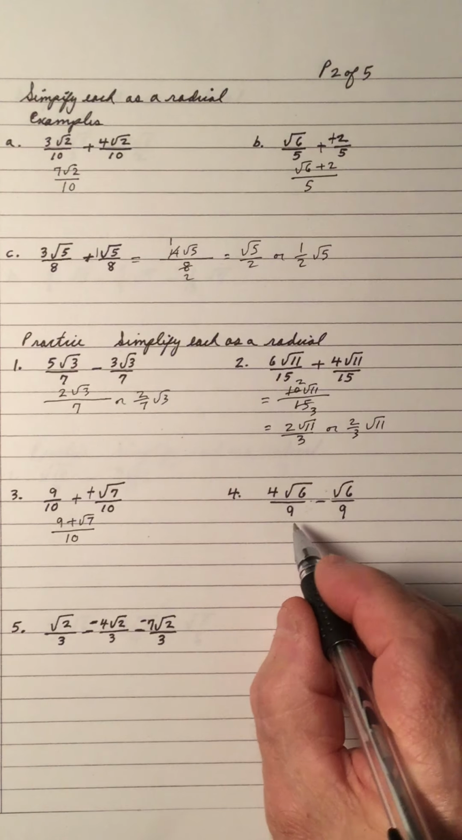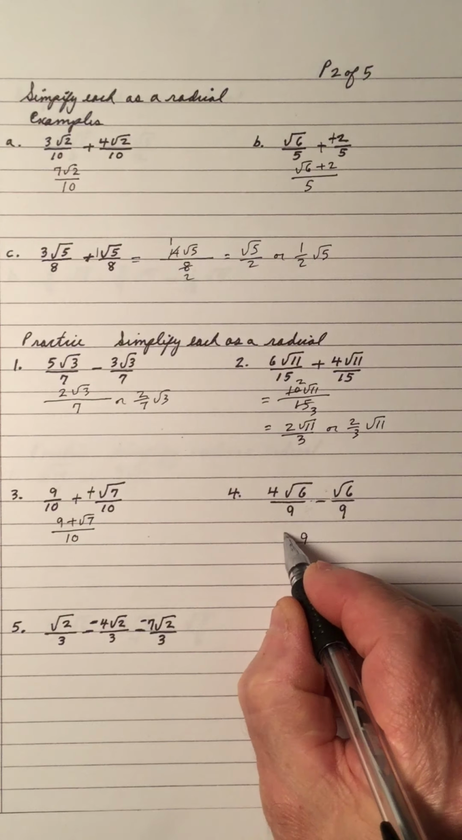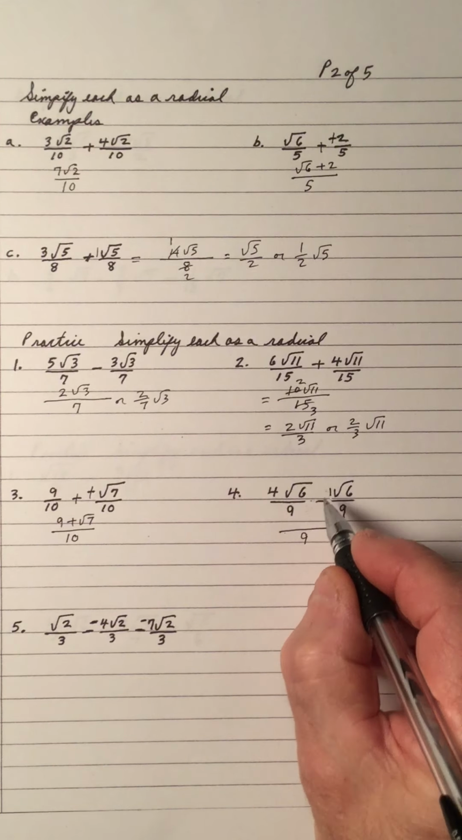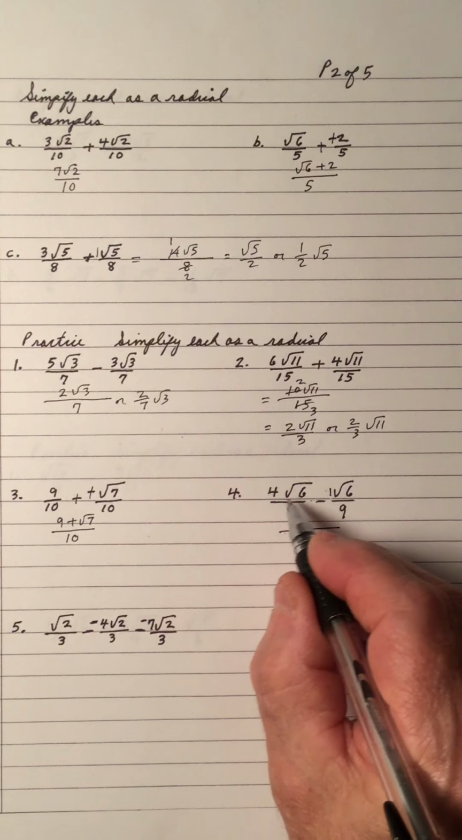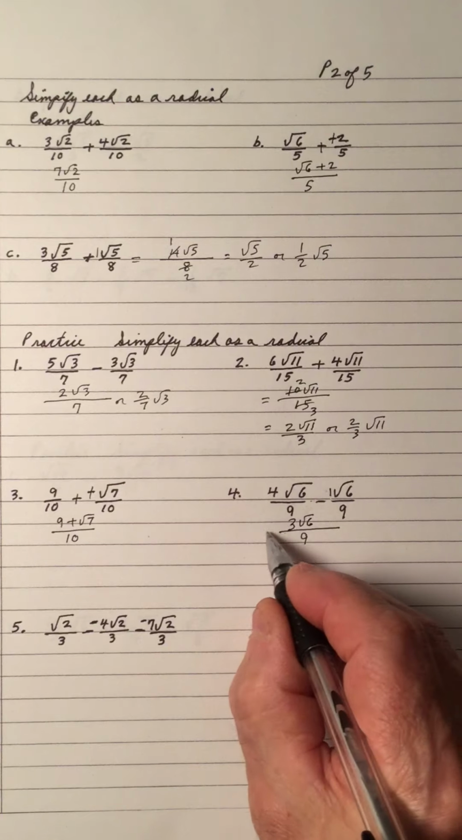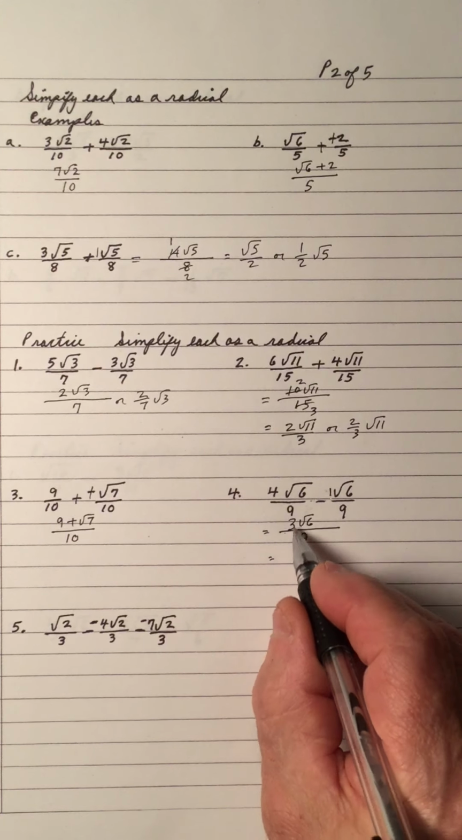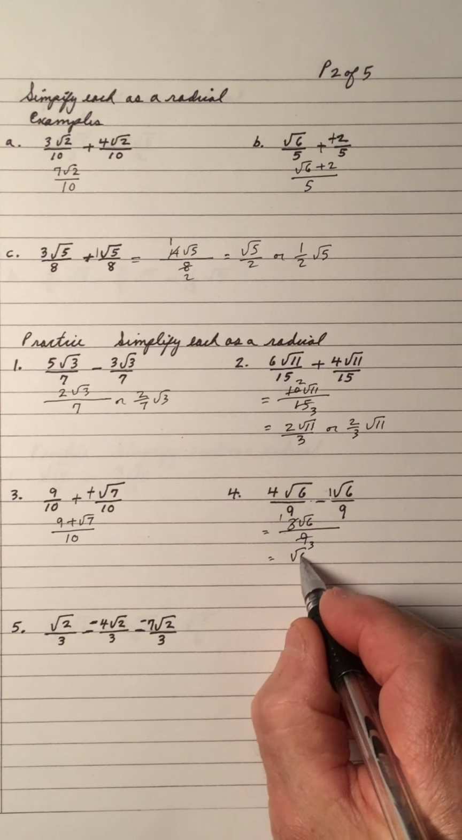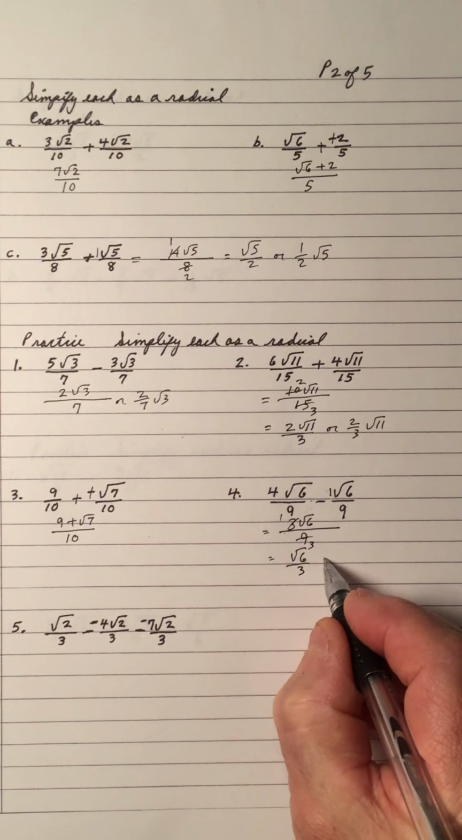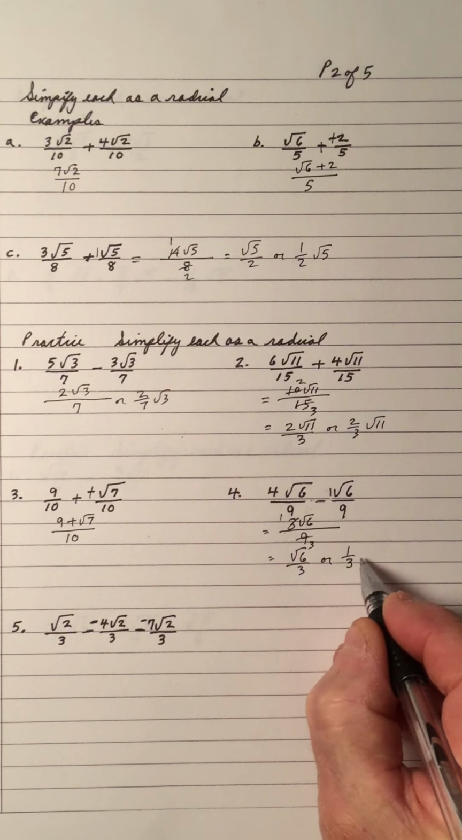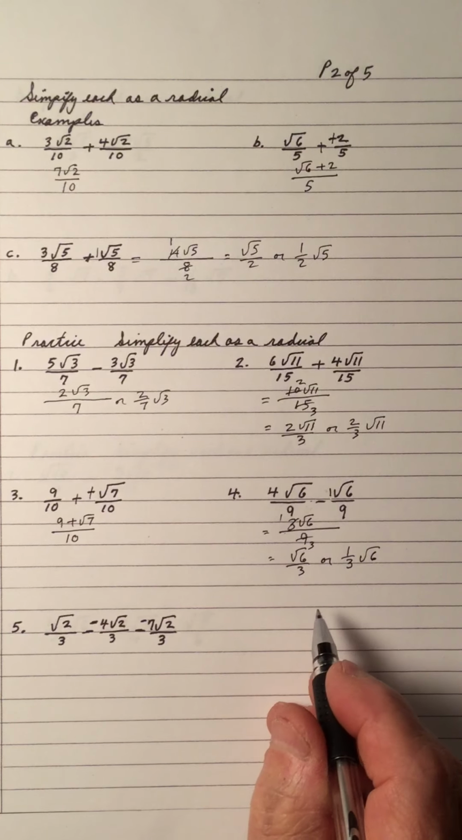Number 4, common denominator is 9, so we write down the 9. And 4 subtract 1, they're like radicals, so we subtract: 4 subtract 1 is 3, so it's 3 root 6. And that gives us 3 into 3 goes once, 3 into 9 goes 3, so that gives us root 6 over 3, or 1/3 root 6.